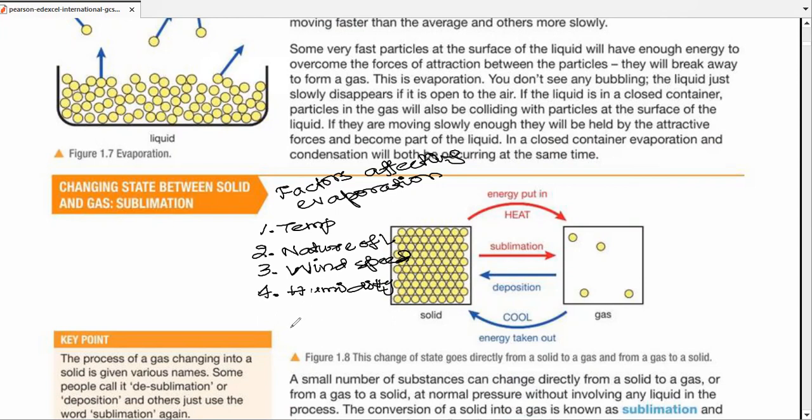This would slow down the rate of evaporation. The higher the rate of humidity, the slower the rate of evaporation, because there are too many vapors of water already in the atmosphere. So if you are trying to dry up clothes or something like that, or water puddles, it would take time to dry up.